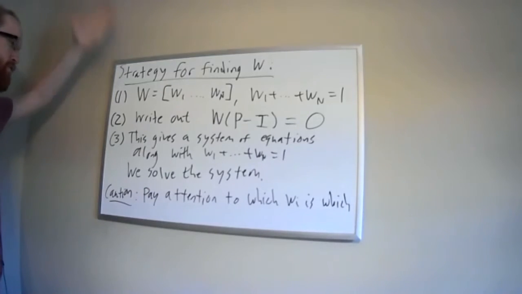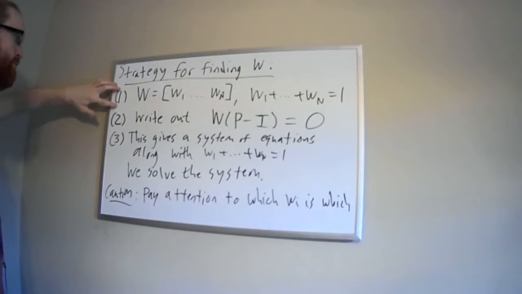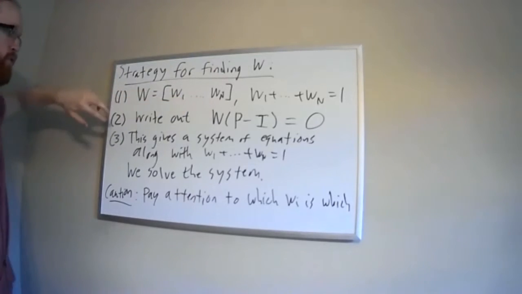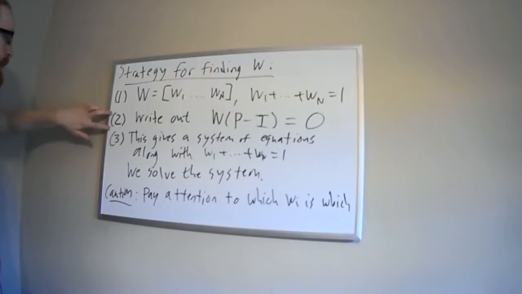Okay, so this is our process. Write down the W vector with placeholder variables that add up to 1. Write out this equation, W times P minus I, using whatever P minus I is. And then that'll give us a system of equations that I can then solve using methods from chapter 5.